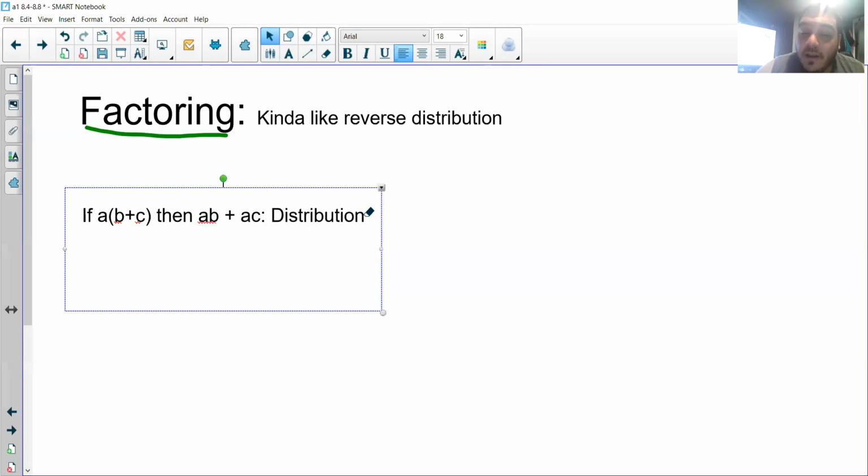So what we're going to talk about today is factoring, which is kind of reverse. If there's some situation where you have AB plus AC, then instead of multiplying in, you're going to do the opposite. What would be the opposite of multiplying in? Dividing out. So we're going to divide out the A, leaving B plus C, and this is factoring.